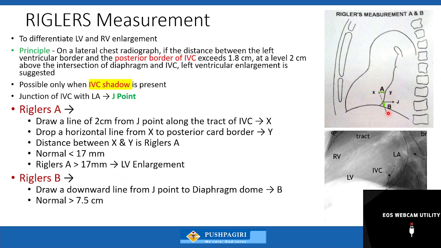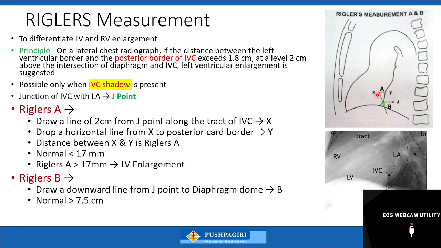So if we go along the course of the IVC, if we draw a line upward towards the left atrium, it will intersect at a point. That point we call the J point. So from this J point, we have to draw another 2 centimeter line upwards along the track of the IVC. So that line we have to draw. This is that 2 centimeter line, and the end of the 2 centimeter line is a point we mark as X.